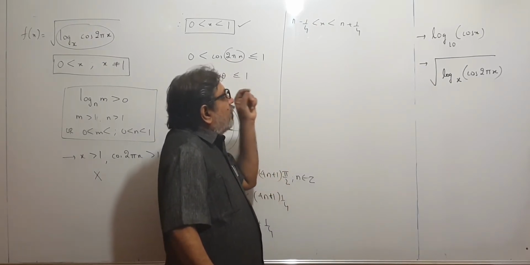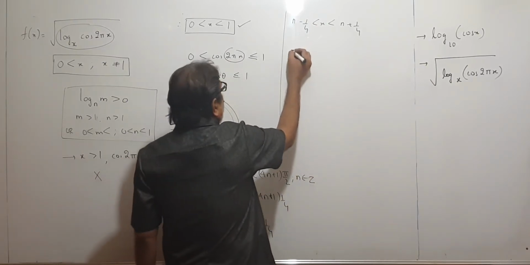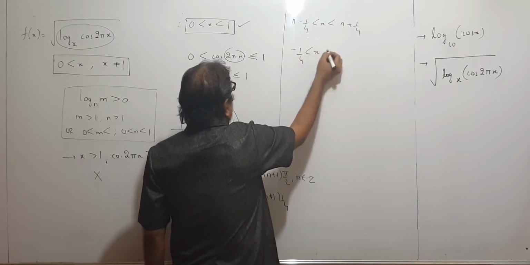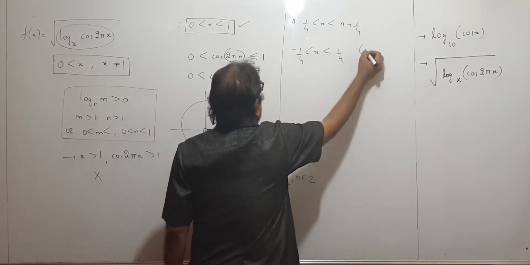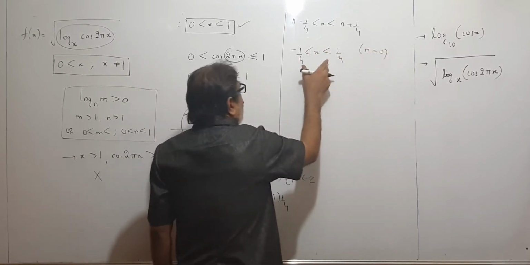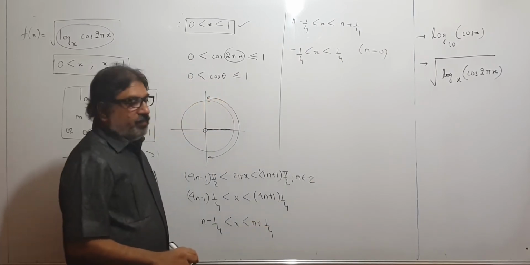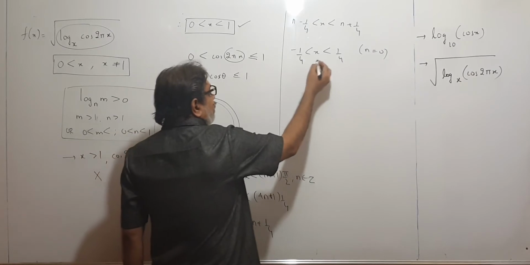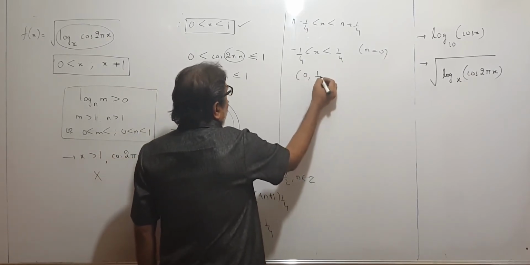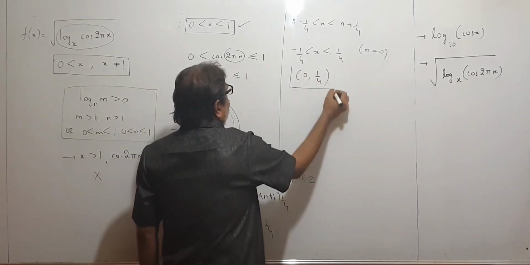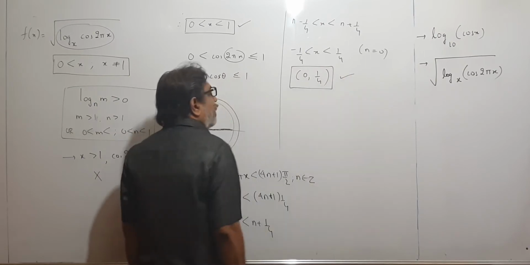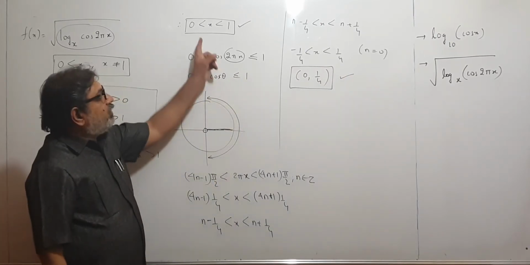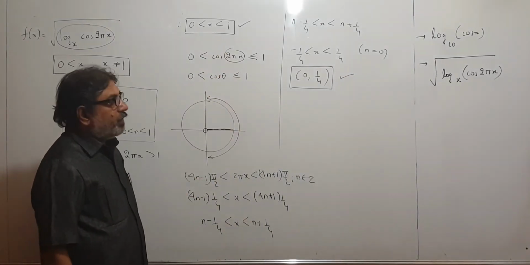If I start from 0, then this will be minus 1 by 4 less than x less than 1 by 4 by taking n as 0. I get some portion in the positive region, from minus 1 by 4 to 1 by 4. Some region is there which is positive. Which is that region? 0 to 1 by 4. So this is the possibility, right? Because x should be between 0 and 1. So this possibility is there.